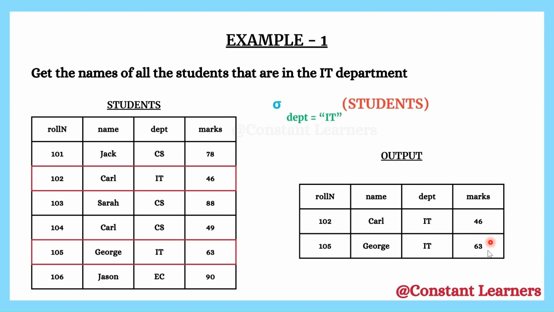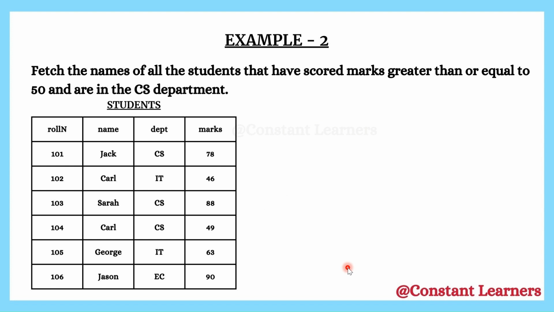And the output will be in the form of a table itself. So this is the output table, all right? This is not changing the original table. This is not the students table. This is the output table. Let's see the next example.